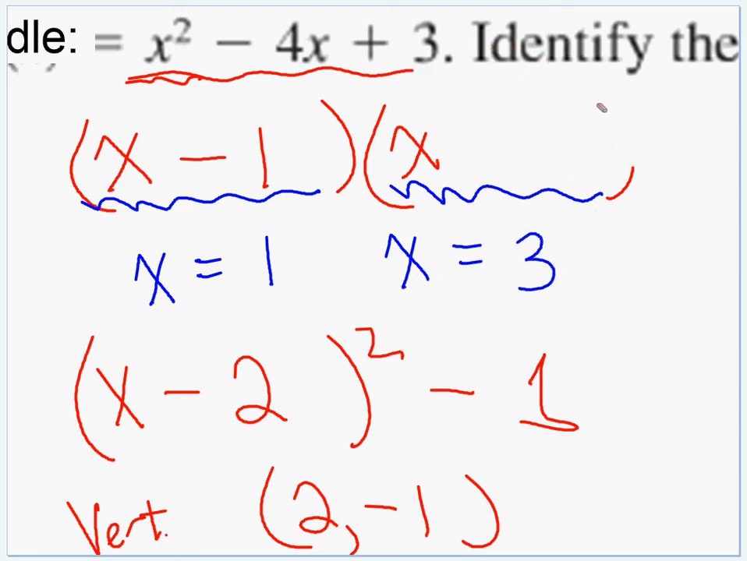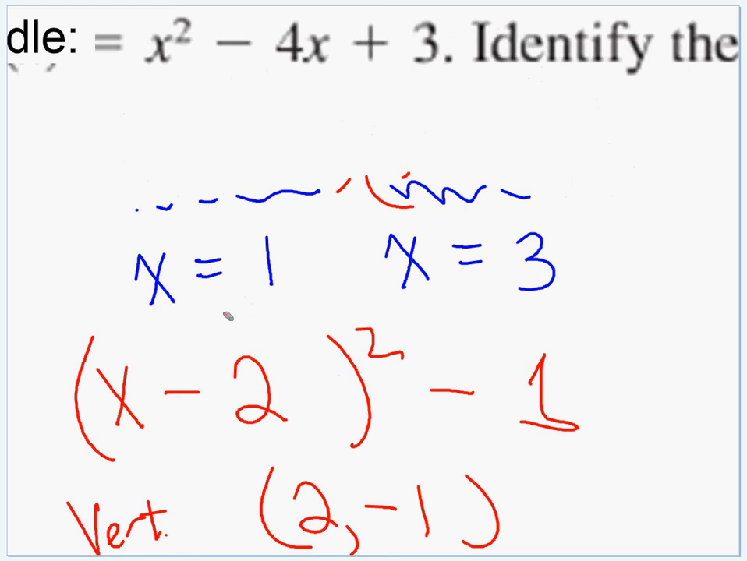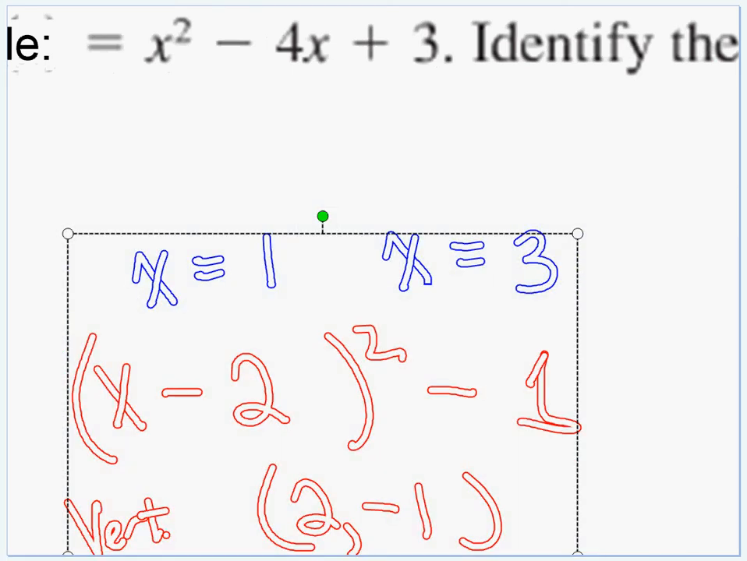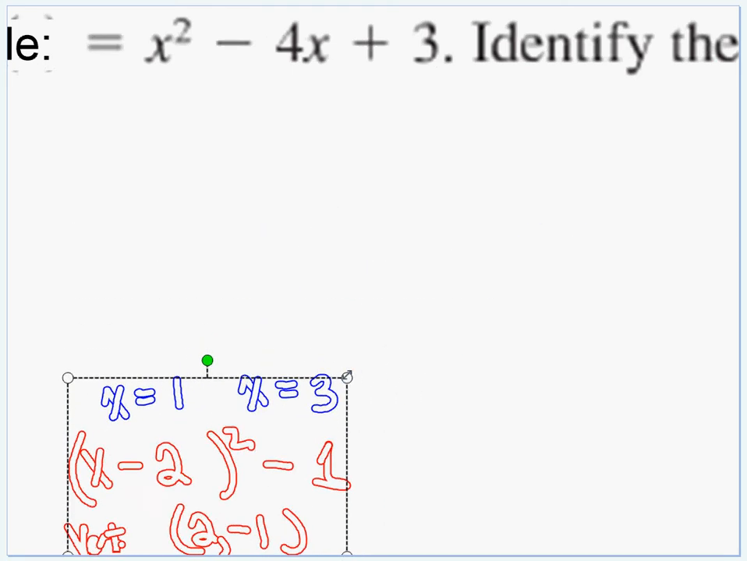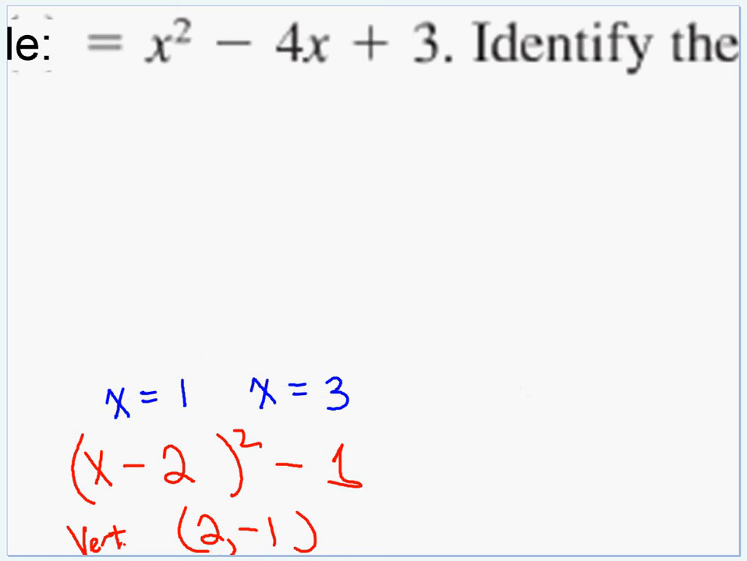So we got plenty of info to come up with a decent graph. We know where we're going to cross the x-axis at 1 and 3. And we know where our vertex is. Our parabola will open up. And let me do this to give myself a little more room. I'll just shrink this down. So we're crossing the x-axis at 1 and 3.